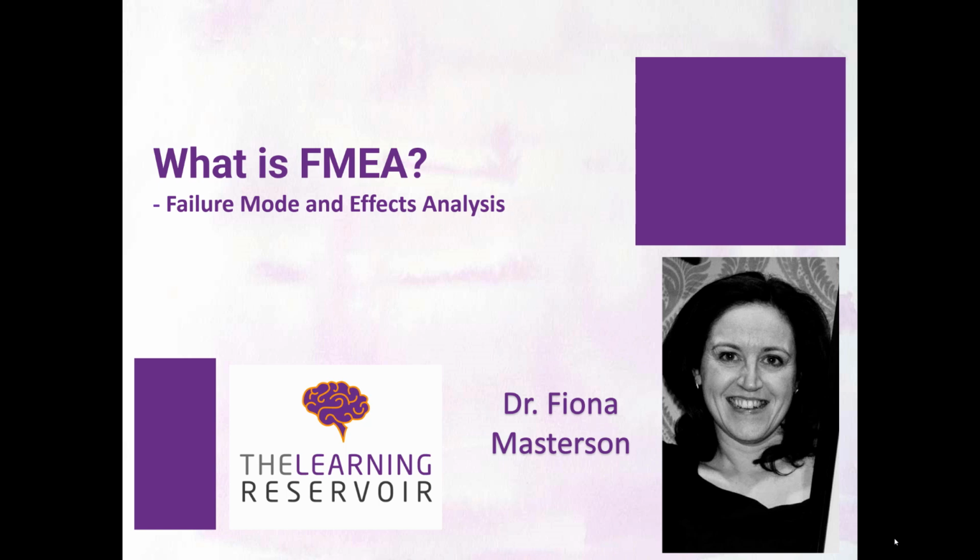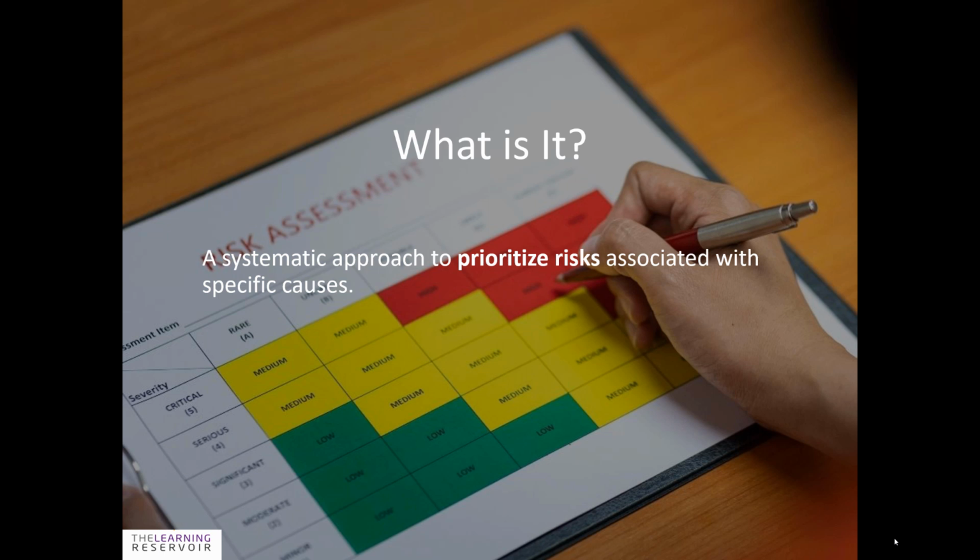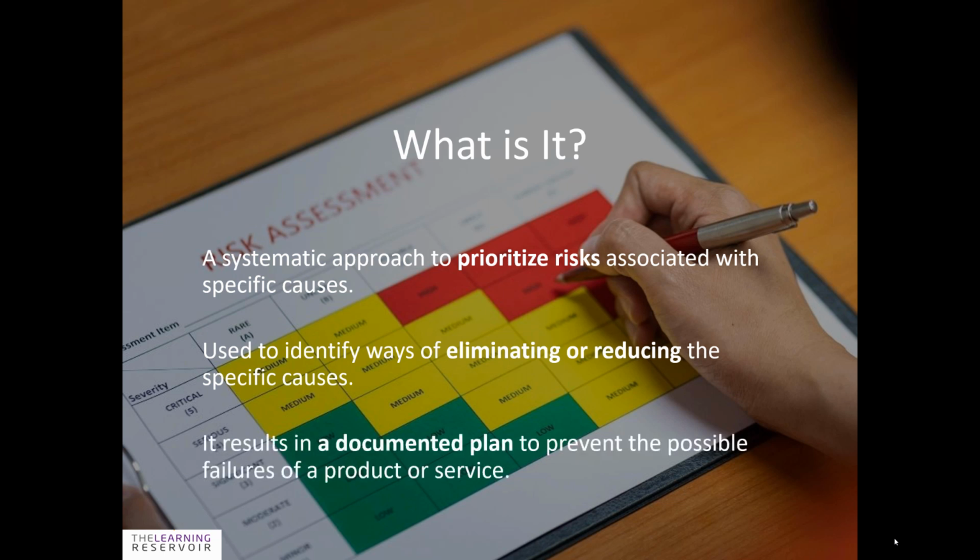In this video, I'm going to explain to you what is FMEA, Failure Mode Effect Analysis. That's the acronym for Failure Mode Effect Analysis. It's FMEA. It's a risk assessment tool. It's a systematic approach to prioritize risks associated with specific causes. It's used to identify ways of eliminating or reducing the causes, and it results in a documented plan to prevent the possible failures of a product or service.